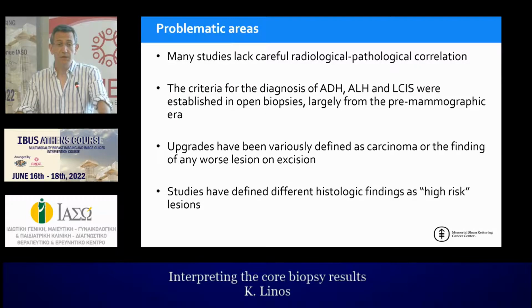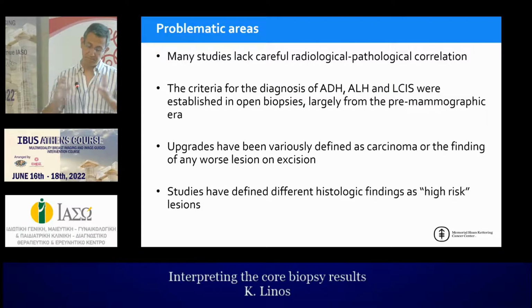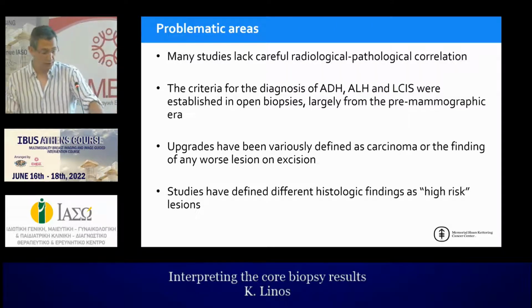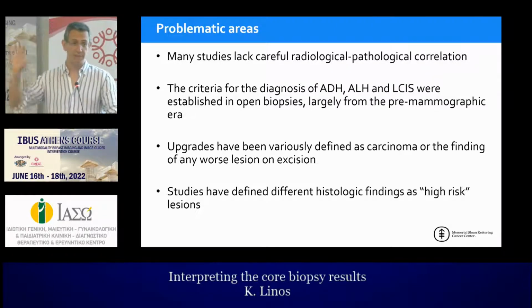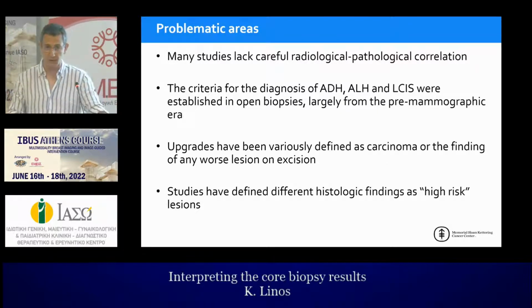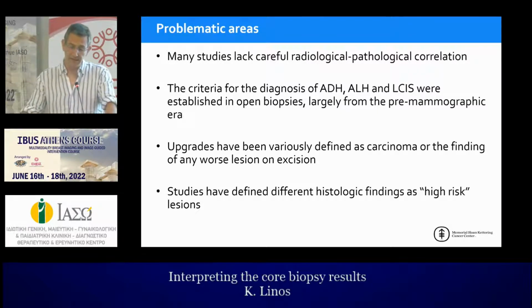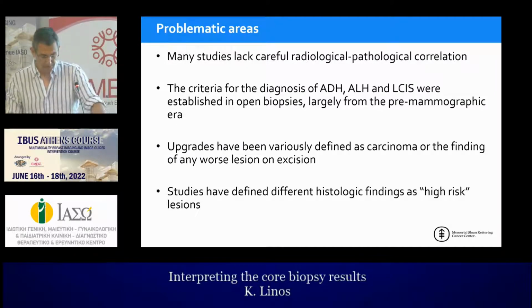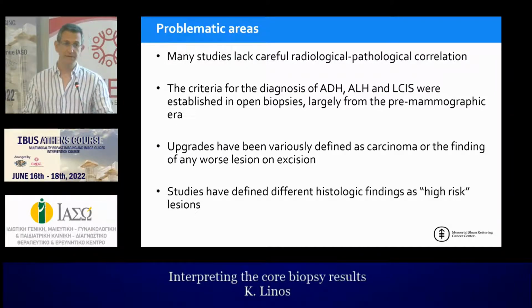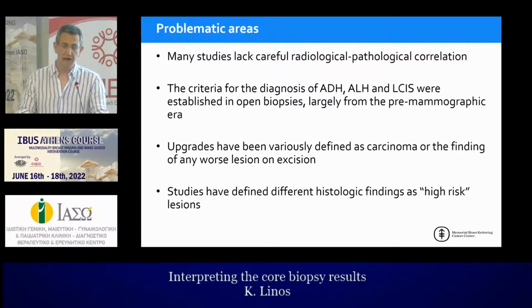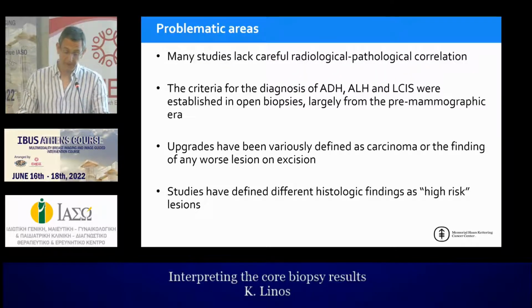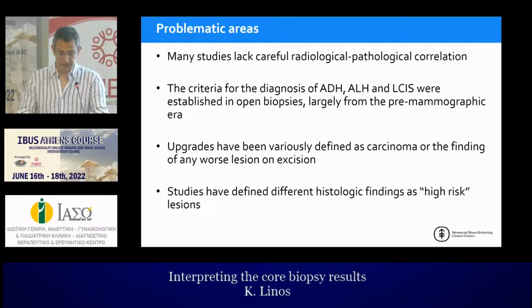Now, you see a lot of different studies out there that give a very wide range of upgrade of these lesions, from 1% up to 60%. And when you see these numbers, something is off. The problem is that many of these studies lack careful radiological pathological correlation. If you're going to get one message from this lecture, it's that it's imperative to have radiological pathological correlation, as I was saying yesterday, because if you don't do that, it's going to be a recipe for disaster.